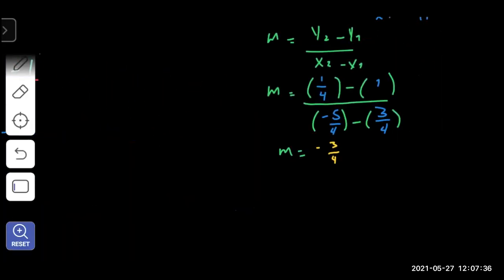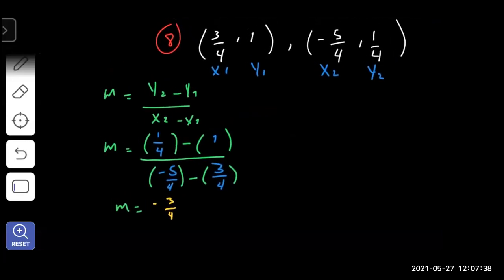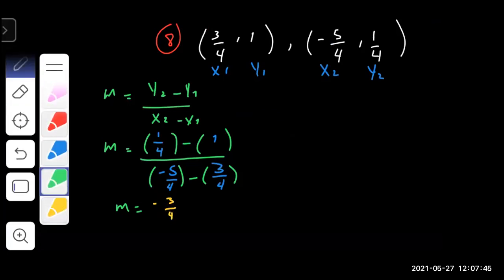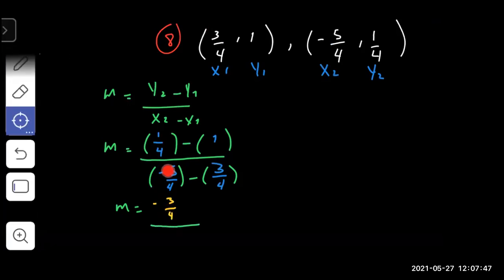You can use both, or if you have your calculator, you can verify that answer, okay? This 1/4 minus 1 is -3/4. Over, let's go to the denominator, over -5/4 minus 3/4. What is that?